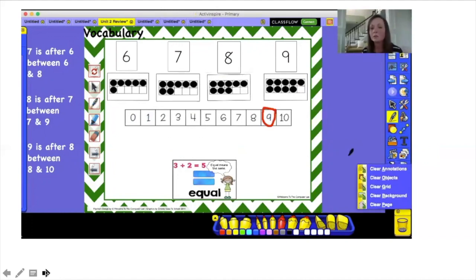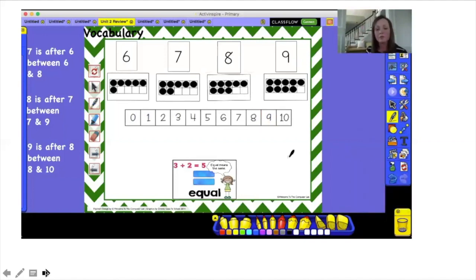Go ahead and hold up 9 fingers. So we should have 5 on one side, 1, 2, 3, 4, 5, and 4 on the other side. So 5, 6, 7, 8, 9. All right. Our other vocabulary word for today is equal. And equal just means the same. So when we're reading our number sentence and we see the equal sign, we know we can say the same or same as.